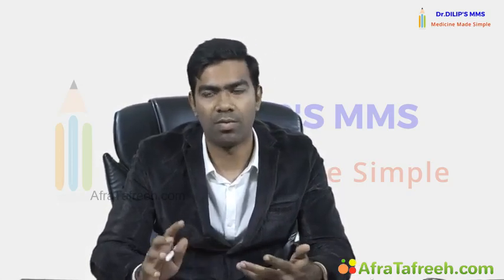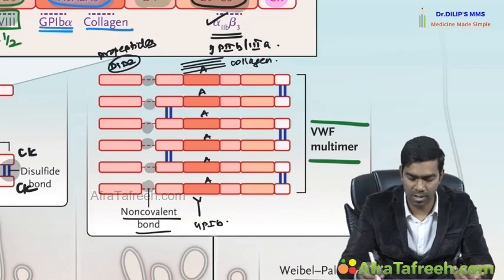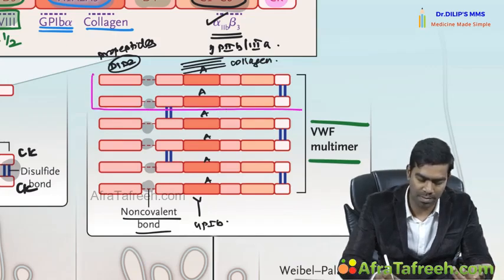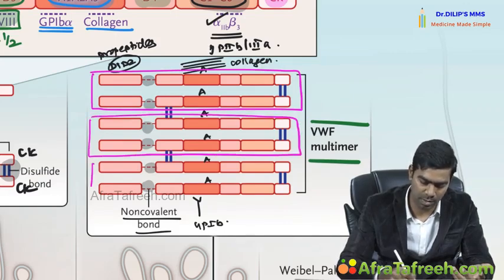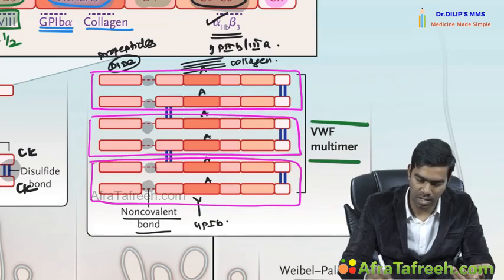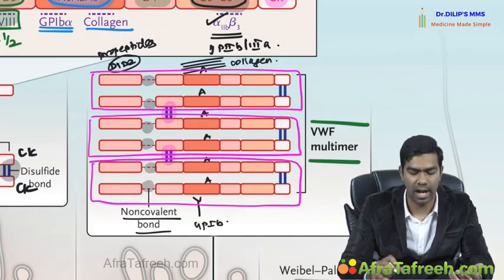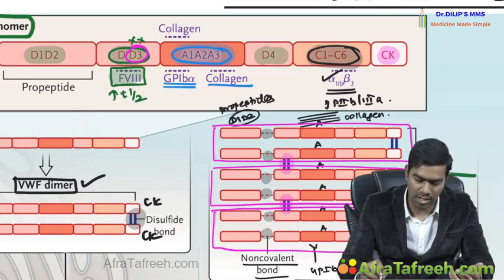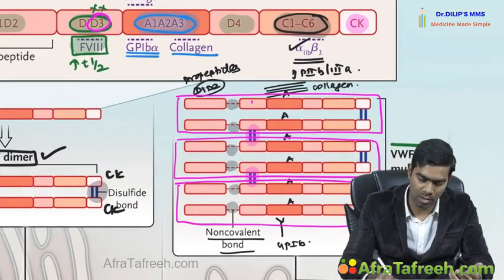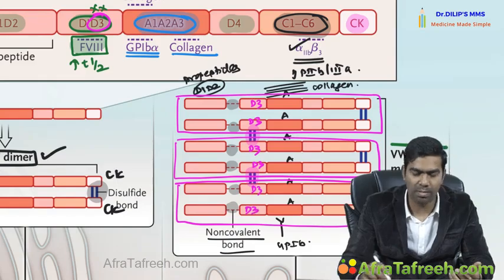So how will you form multimers? Multimers are formed by this particular principle. You have a lot of dimers actually. These dimers are already formed in the endoplasmic reticulum, you know that. Now these dimers are going to form disulfide bridges with each other at your D3 level. So this is how von Willebrand factor multimers are formed.